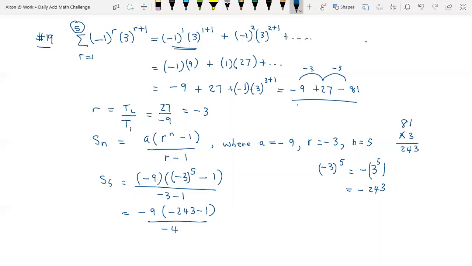A lot of negative signs, huh? Right, let's simplify what's inside the bracket. That becomes negative 244 divided by minus 4. And this could be divided here. This will give us 61.